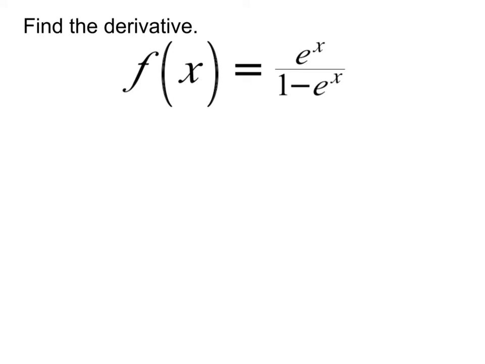So yesterday, we did a lot of work with the quotient rule just with polynomials. Today, we get to start throwing in some of the other function types we know, like the natural exponential. So go ahead and find this derivative, please.